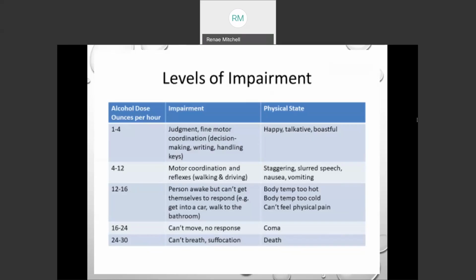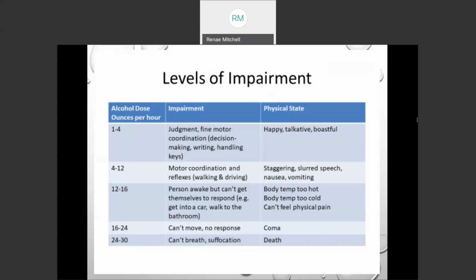And so at the level of 1 to 4 ounces per hour, you start to see an impact on the individual. So their judgment, their fine motor coordination, so being able to make decisions, their writing, how they handle keys, those things are starting to get impaired. They might also be experiencing some feelings of pleasure, happiness. They might be more talkative, a little bit more braggadocious or boastful at that level of alcohol ingestion.